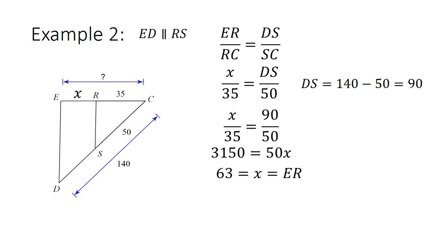So to get EC, we are going to add ER plus RC, and we just found ER to be 63. So 63 plus 35 is going to equal 98, and that's how we would solve that problem.